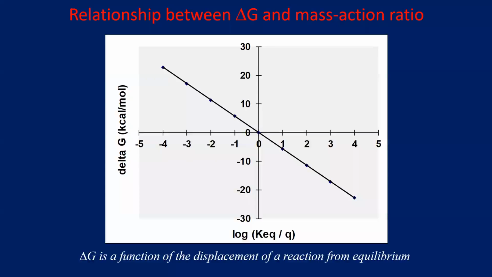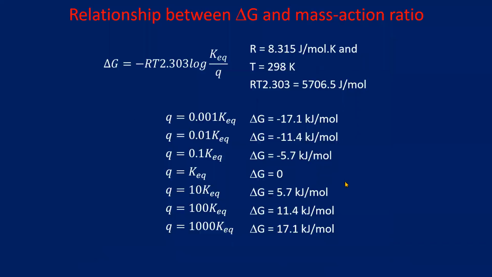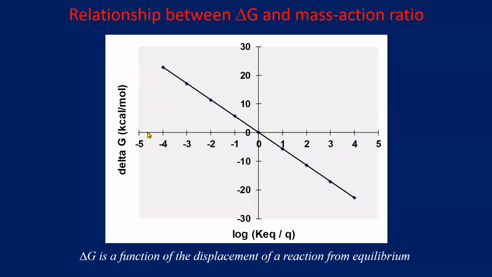Okay. So with this value, if I plot log of K equilibrium divided by Q on one axis, and the vertical axis is delta G, I get a straight line.